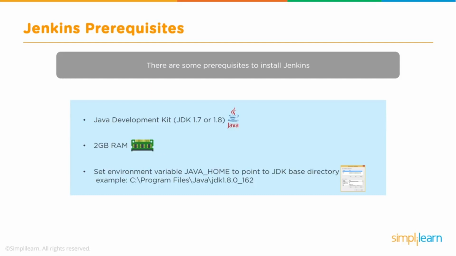Alright, the prerequisites for running Jenkins: as I mentioned earlier, Jenkins is nothing but a simple web application written in Java, so all it needs is Java, preferably JDK 1.7 or 1.8. 2 GB RAM is the recommended RAM for running Jenkins. And like any other open source toolset, when you install the JDK, ensure that you set the environment variable JAVA_HOME to point to the right directory. This is specific to the JDK, but for any other open source tool that you install, there is always a preferred environment variable that you have to set, specific to that particular tool.